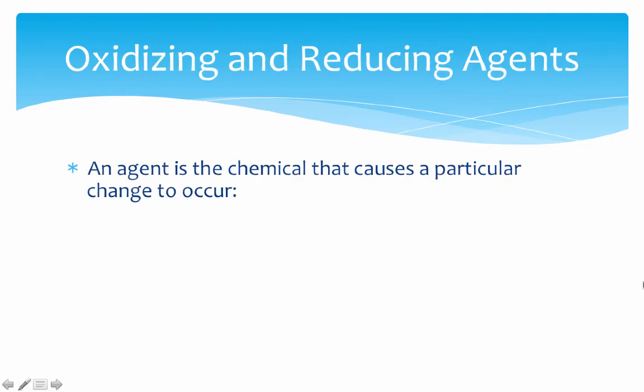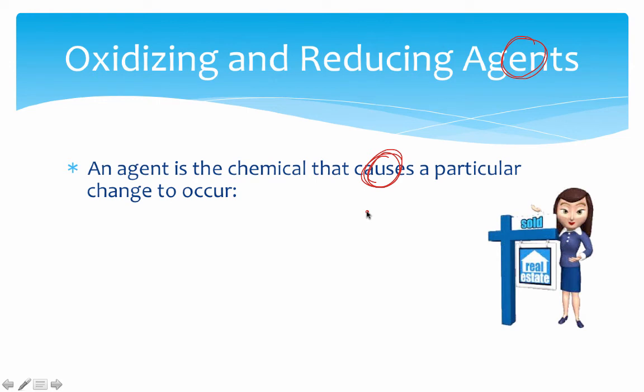reactions. So before we wrap things up, the last thing I want to talk about is the idea of not just what's being oxidized or reduced, but what are known as agents. Unfortunately, it's not a difficult topic, but I think it adds a lot of confusion to something that's already a difficult idea. An agent is the chemical that causes a particular change to occur. That's the key point here. It causes the particular change. Just like a real estate agent causes a house to be sold, a chemical agent, or reduction or oxidation agent, causes reduction or oxidation to happen.